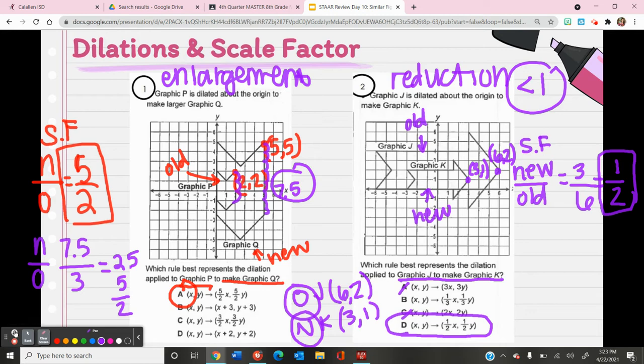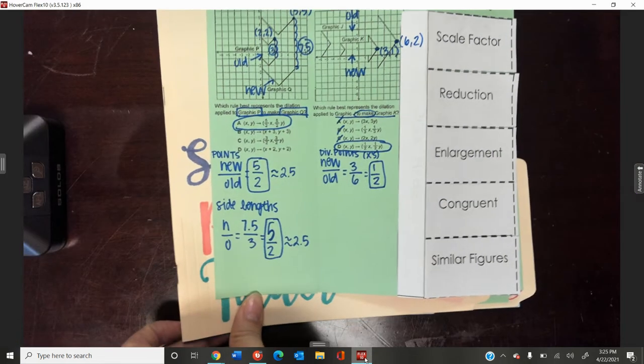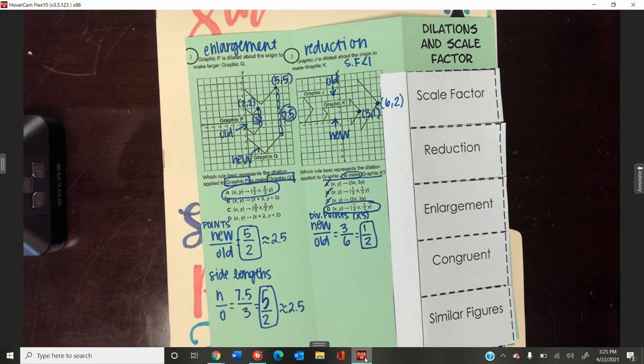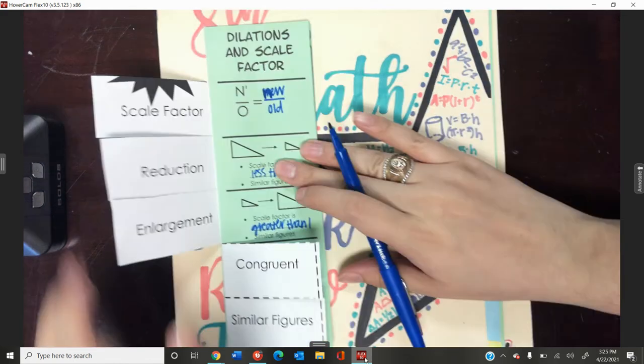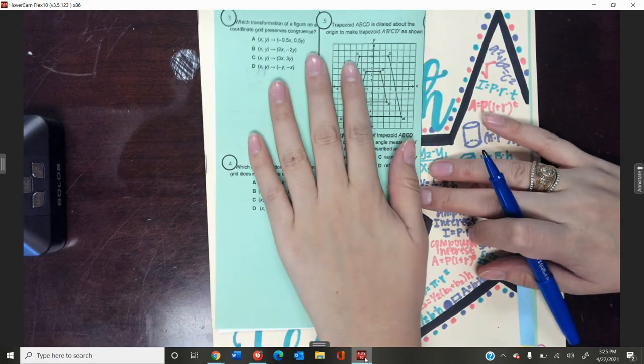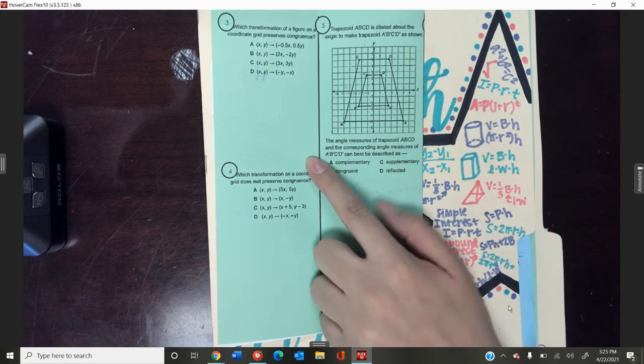But going back to our foldable, let's go ahead and see how you should have this filled out. Again, just make sure you have everything written down here. Pause it if you need to. Otherwise, you can go ahead and close this up. Now, you're going to go ahead and open it up. And first, we're going to look at number 3.